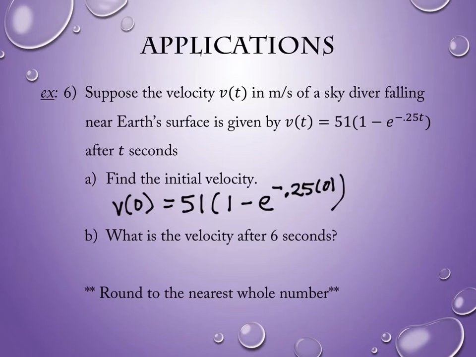Just like the last one, we can work through this pretty nicely in our heads if you want, or you can grab a calculator. Obviously, that exponent is multiplied by 0, so the exponent itself is 0. E to the 0 is 1. So inside the parentheses, we have 1 minus 1, which is 0. So we have 0 meters per second.